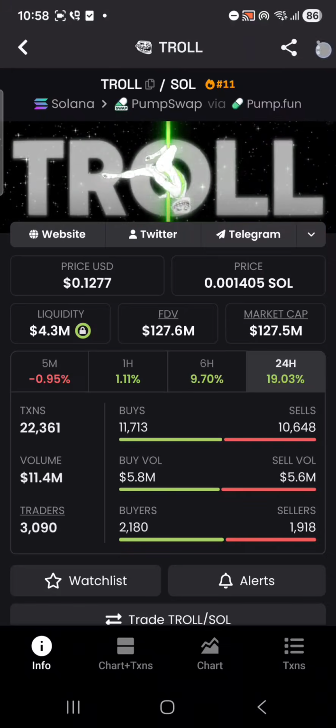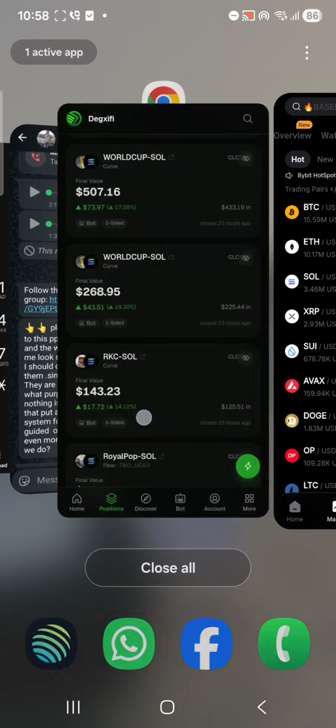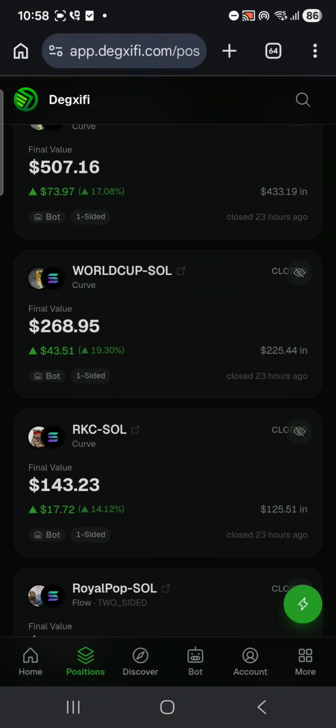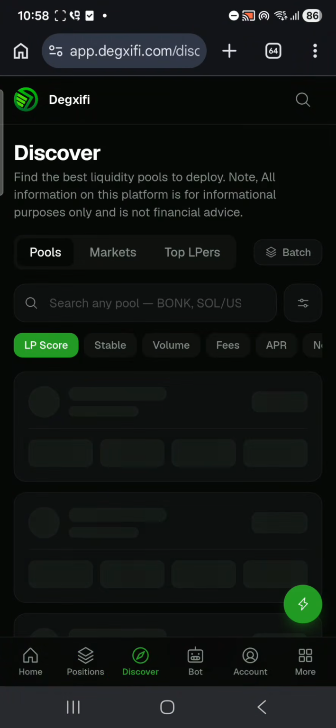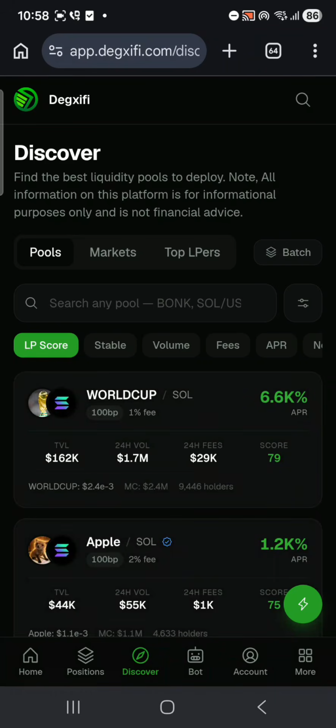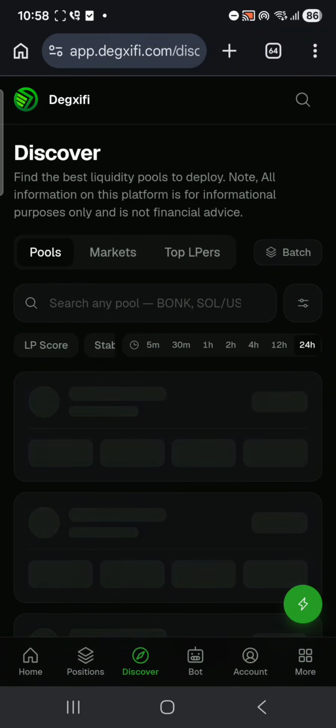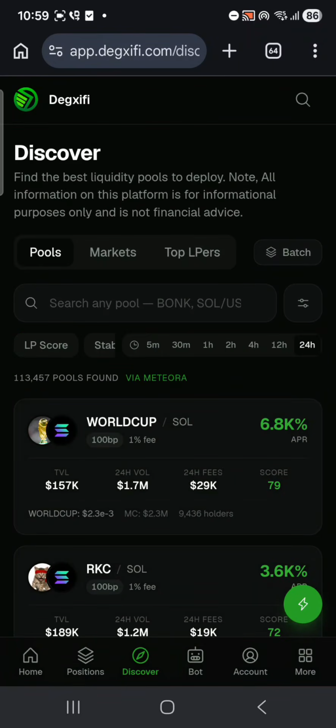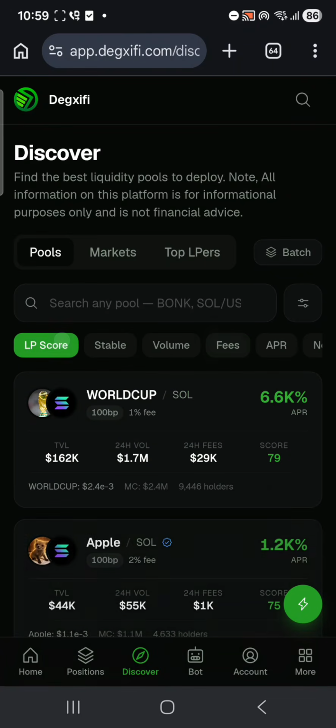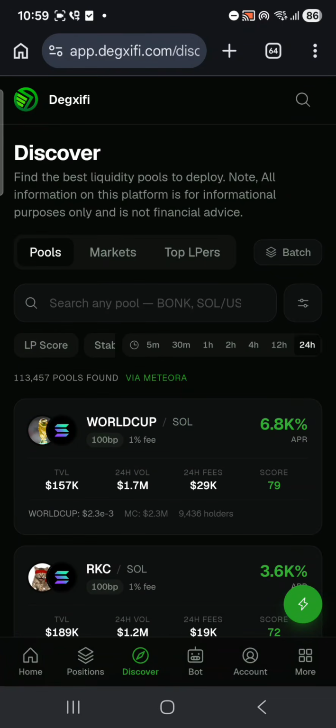But in most cases, you can still use the Defi bot, because when you come here and click on discover, and you're on pool, you can search by LP score. I'm going to give you some good scores. You can use LP score or you can use fees. If market is pumping, it's better to use LP score. If market is not pumping, it's better to use fees.